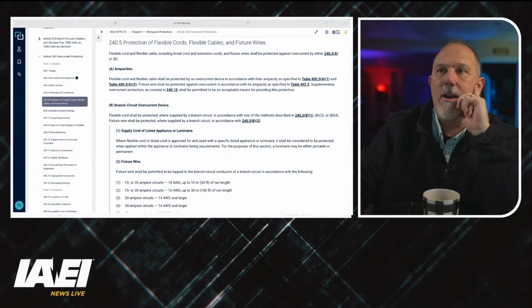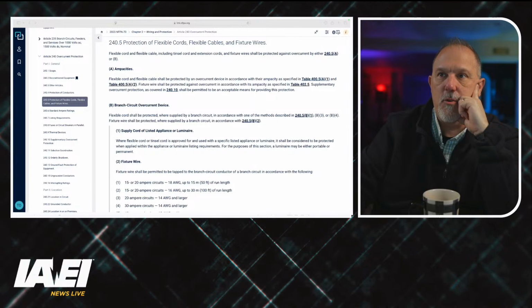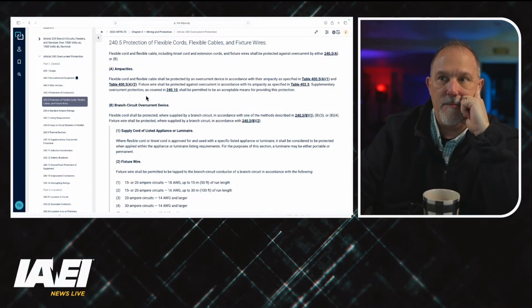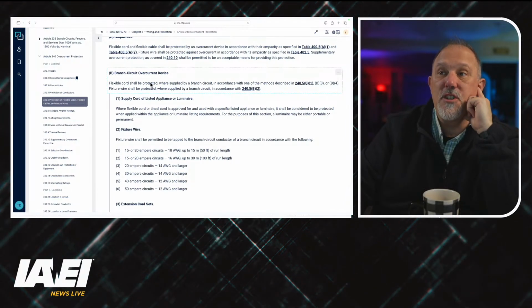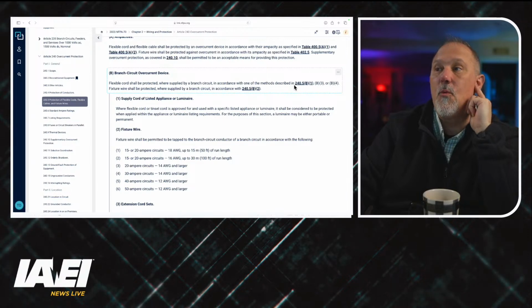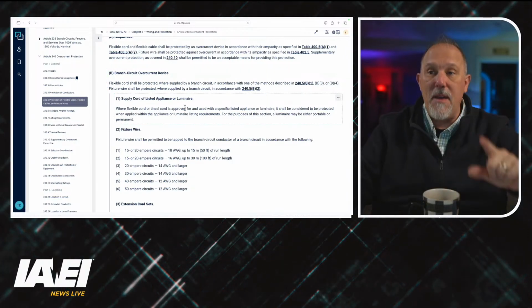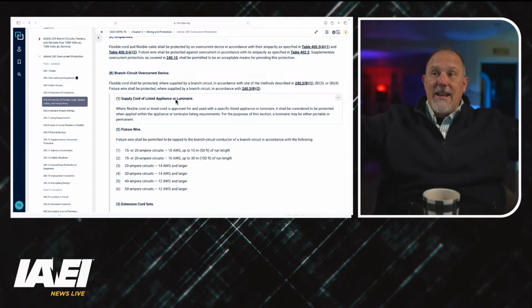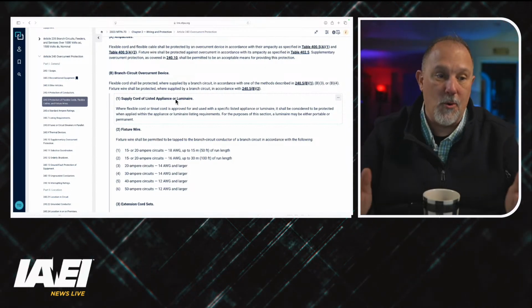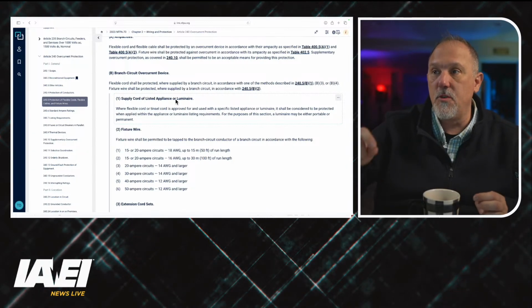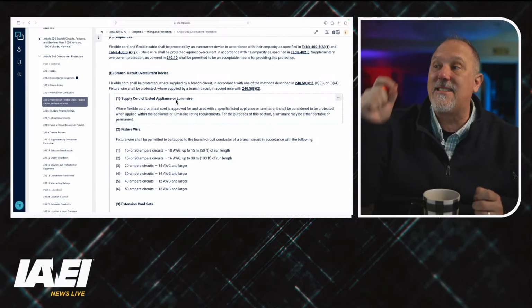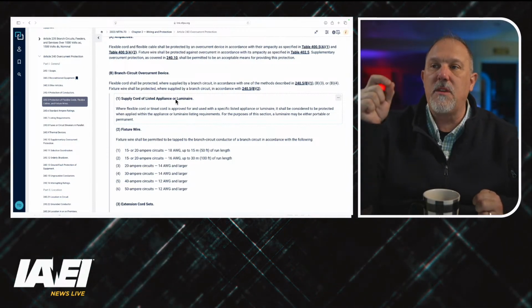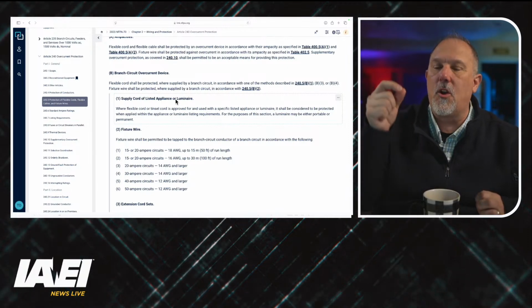In 240.5, we have a requirement for protection of flexible cords. We have the selection of the ampacity. We have the branch circuit overcurrent device. So flexible cords shall be protected where supplied by a branch circuit in accordance with one of the methods. They give me different methods. Supply cord for a listed appliance: where flexible cords or tinsel cord is approved for and used with a specific listed appliance or luminaire, it shall be considered to be protected when applied within the appliance or luminaire listing requirements.